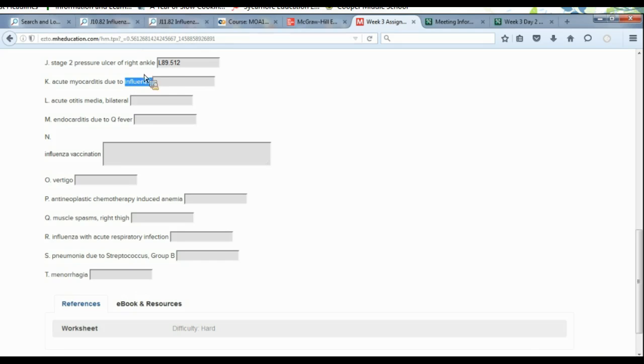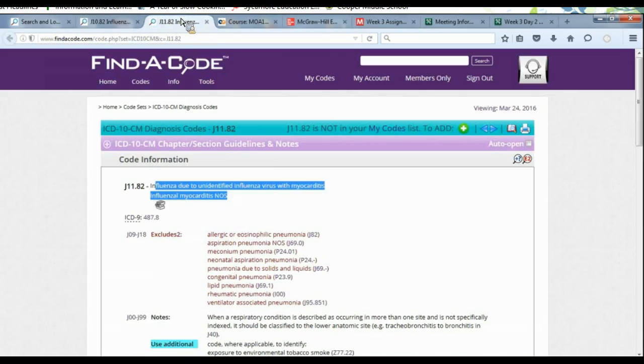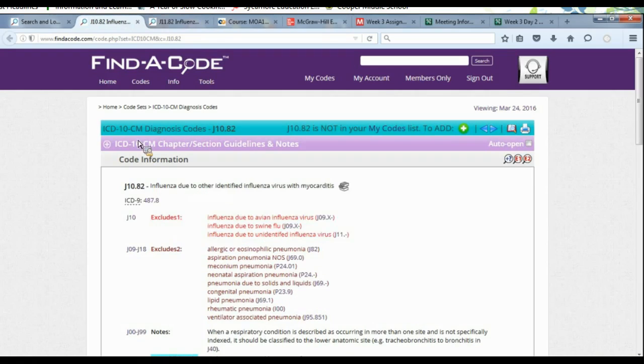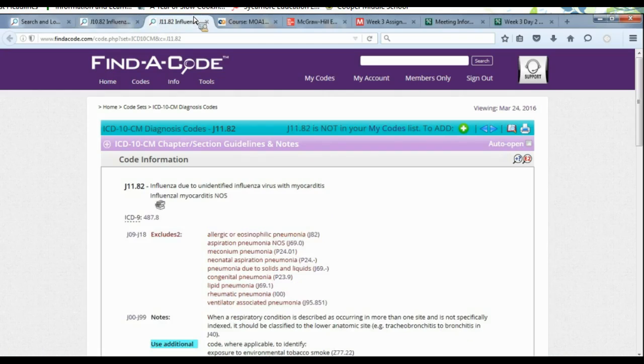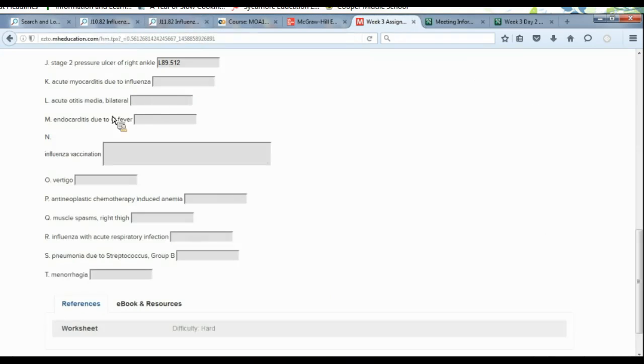So therefore, it was unidentified. Okay, so that's why it's J11.82 again, because it did not specify another identified influenza virus with myocarditis. Okay, so basically, our J11.82 is our correct answer, again, because it's due to unidentified influenza virus, okay, with myocarditis. So that's J11.82. Okay, that's how we determine that.